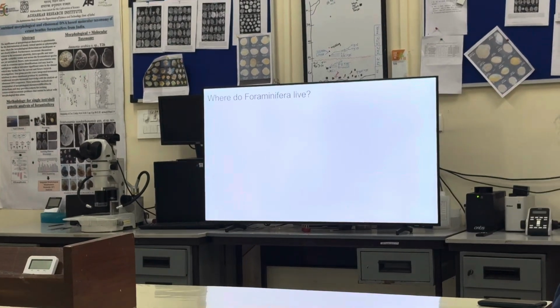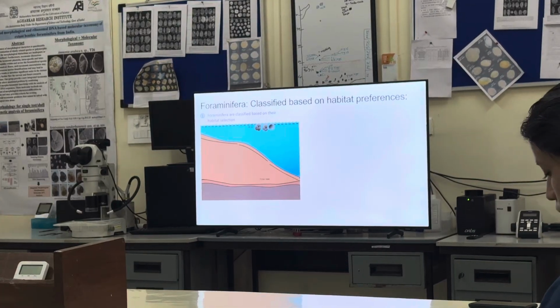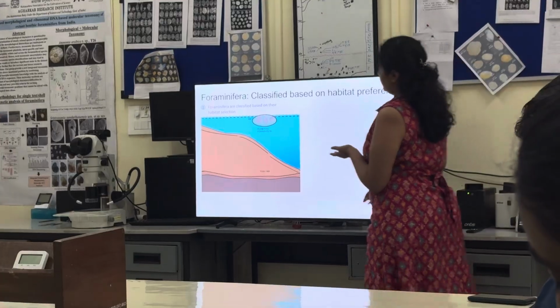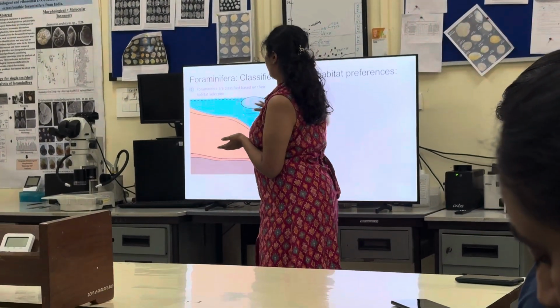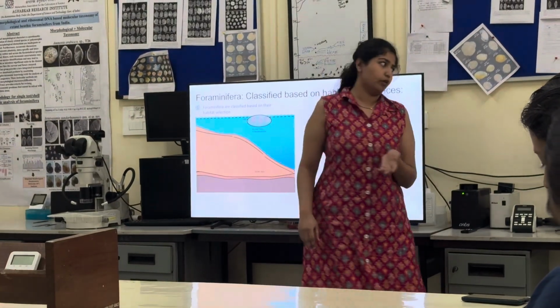So where do they live? Based on their habitat, the ones that are found on the surface of the water are called planktic foraminifera, found up to around 100 meters.